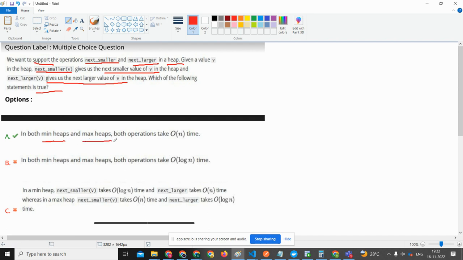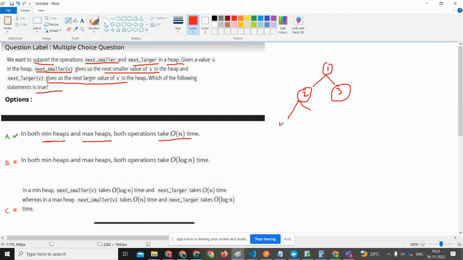In both minimum heap and maximum heap, both operations take order n time. Why? Any idea? Once again, what operations? Next smaller and next larger.